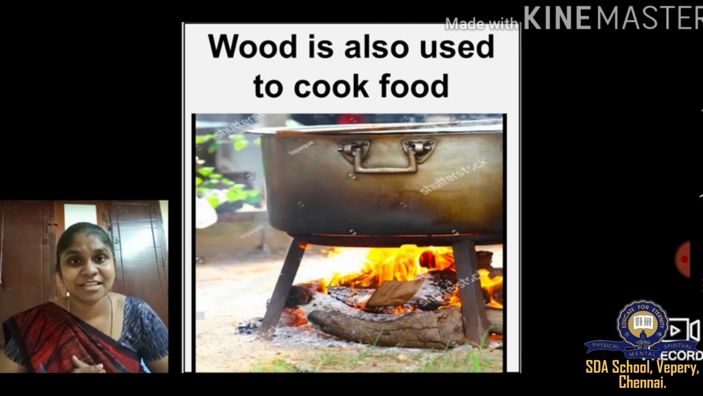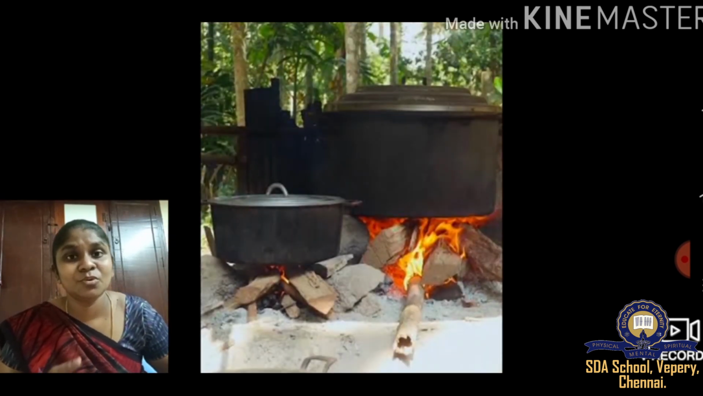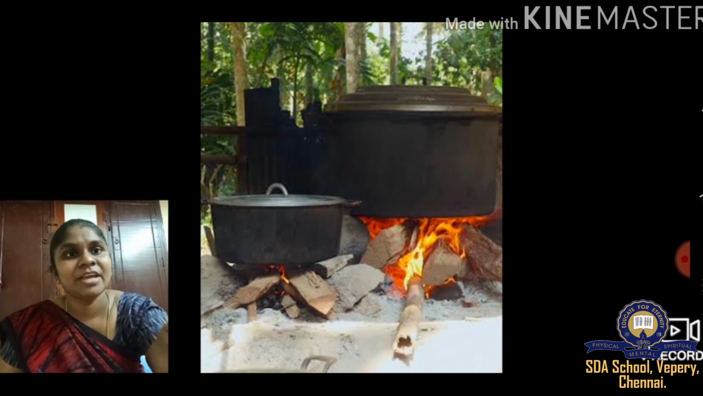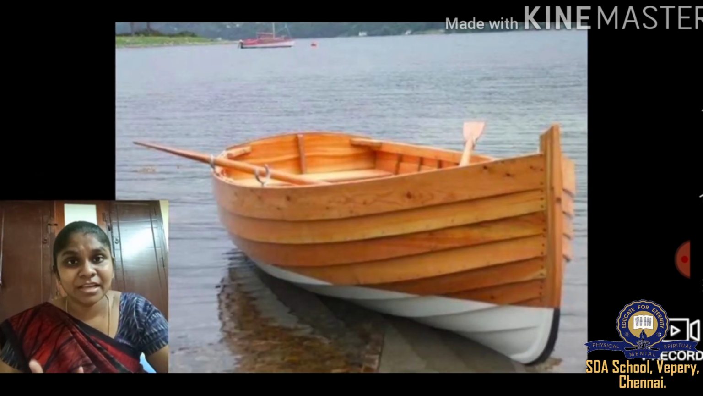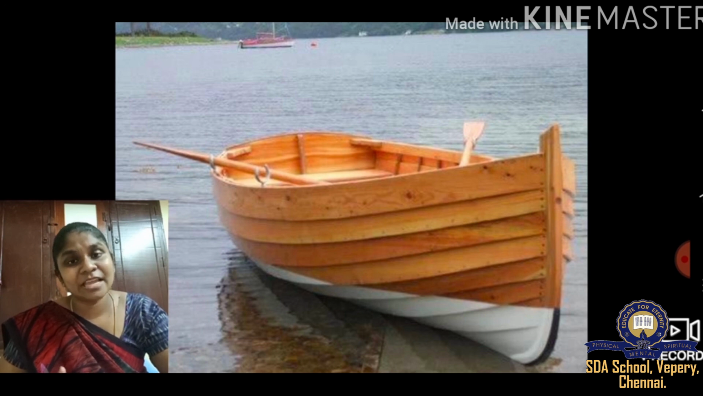By looking at this picture itself, you would have come to know how these woods are used to get a fire. Look at this picture. It is more visible for you to learn how the woods are burned to prepare food. Then we have one more use also. We make a boat out of this wood. So wood also we are getting from the trees, plants. So this is how plants are useful for us in many ways.